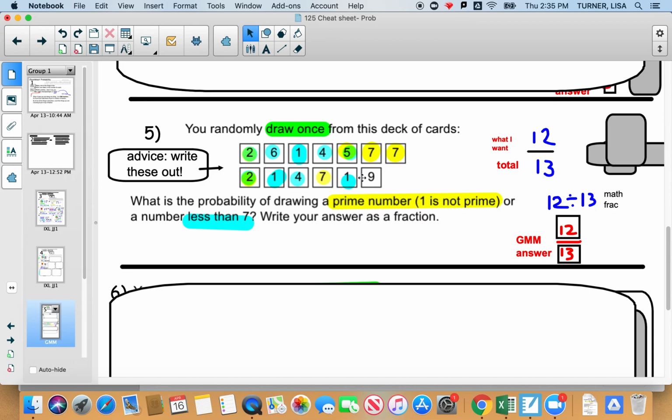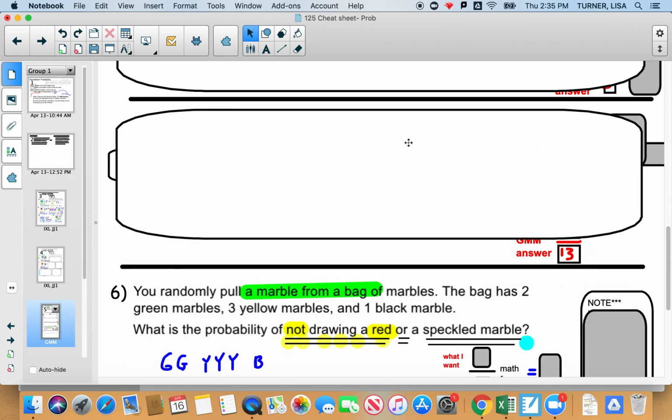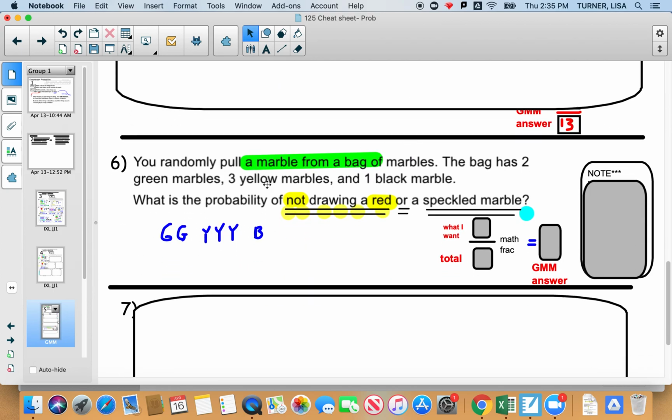All right, so make sure you're writing those out. And the last 2, here we go. Number 6, you randomly pull a marble from a bag of marbles. 1 marble, you're pulling 1. The bag has 2 green, and this is my advice, just write GG, 3 yellows, YYY, and 1 black marble, B. I'm just abbreviating them. I see them. I can easily count those up. A lot of times when I'm just trying to grab the numbers from the problem, I miss some. And so this one's an easy way to make sure you get it right. We want to get them right on the first try. 6 is my total.